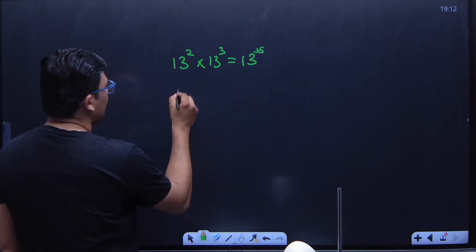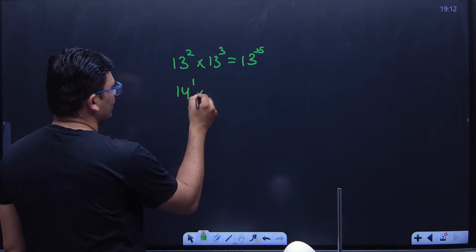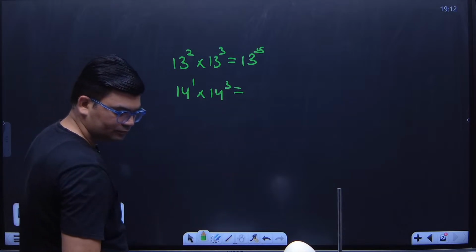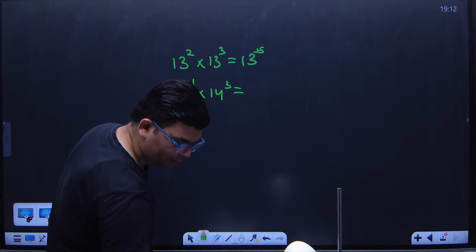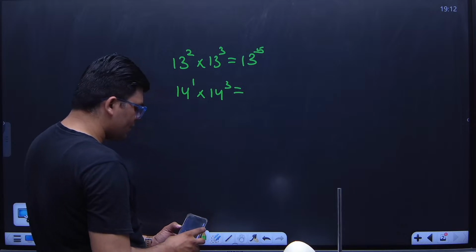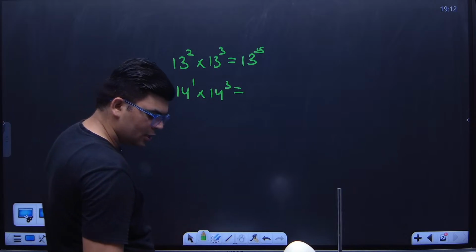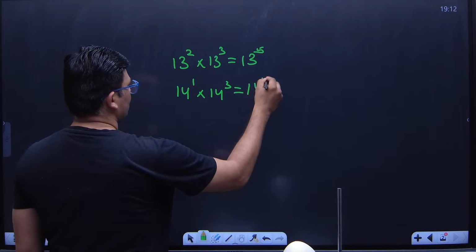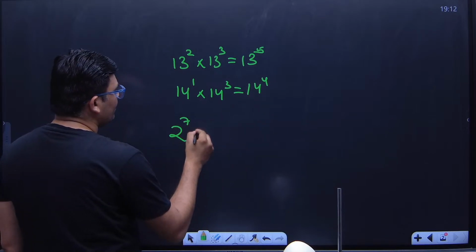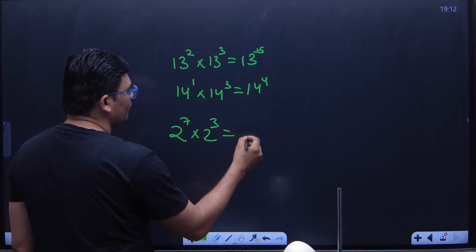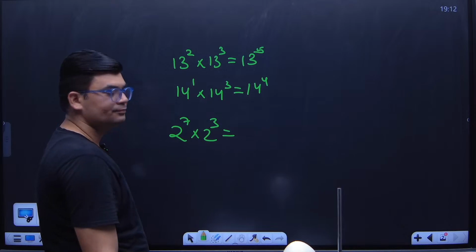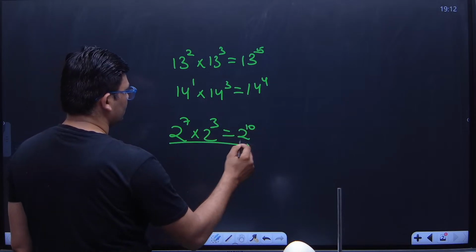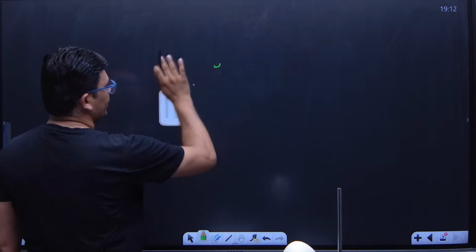Can you tell me what is 14 raised to the power 1 into 14 raised to the power 3? 14 to the power 4. Wonderful. Very easy, and you are telling me the answer in a very quick manner. Tell me, 2 raised to the power 7 into 2 raised to the power 3 will be what? 2 to the power 10. Wonderful. So the first law is clear to you.